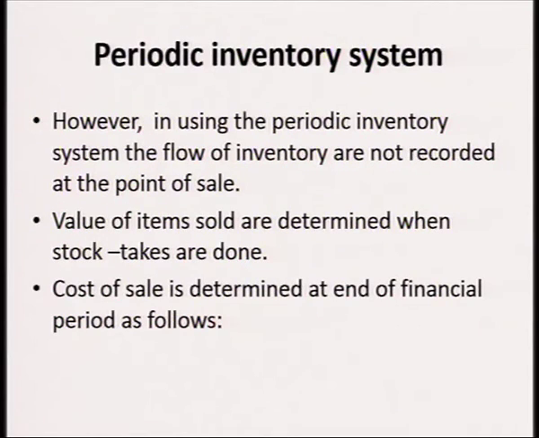We also have the periodic inventory system. In using the periodic inventory system, the flow of inventory is not recorded at the point of sale, but the value of items sold is determined when stock takes are done. The flow of inventory is determined at the point at which people do stock taking. That's how we determine the flow of inventory. And cost of sales is determined at the end of financial periods.